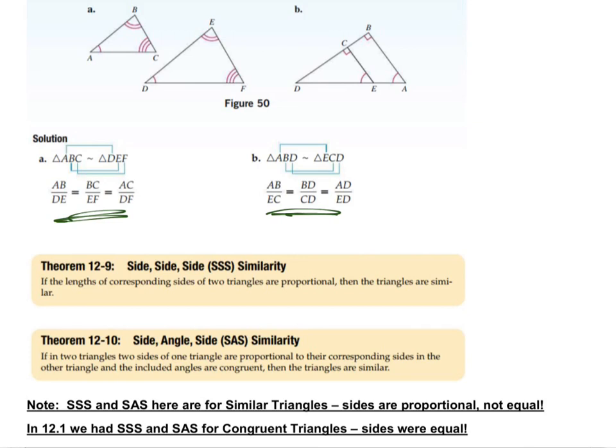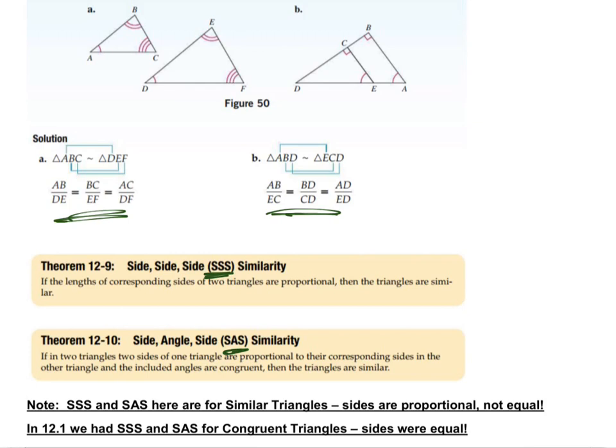There's two other theorems, which we'll use in a bit, for proving two triangles are similar. One of them is side, side, side, and the other is side, angle, side, and we had those earlier, but they're different here. So that's why I'm making a statement down here at the bottom to help you see that difference. We had side, side, side, and side, angle, side earlier, but that was for proving identicalness. Side, side, side, and side, angle, side here are for similar triangles. They're proportional, not equal. In other words, read the fine print there on the contract carefully.